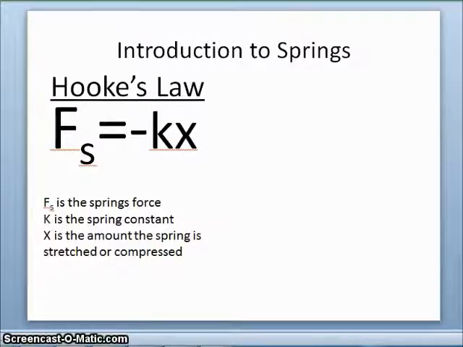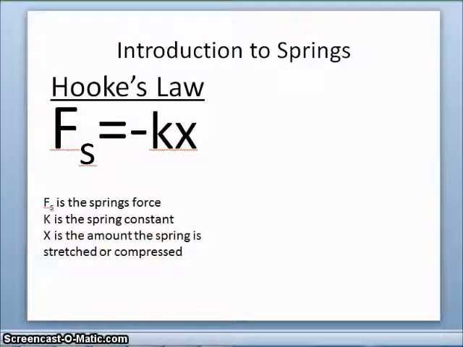So this video is going to be an introduction to the forces springs generate and the amount of potential energy or work that a spring could do after being compressed. So the first thing to think about when we think about springs is something called Hooke's law.